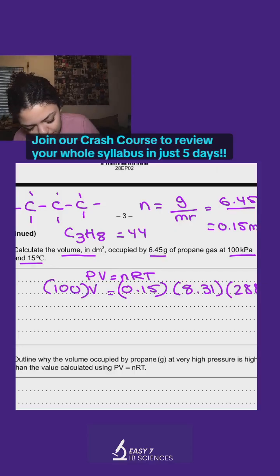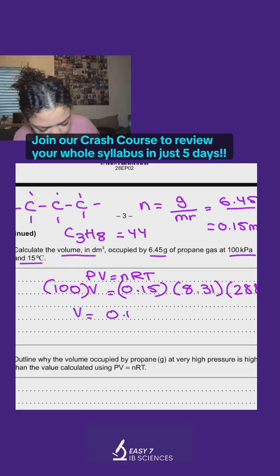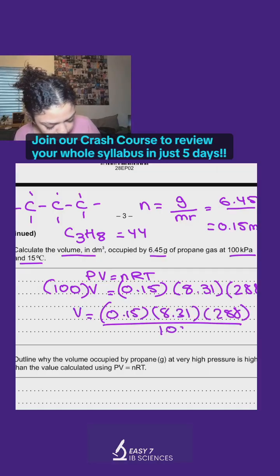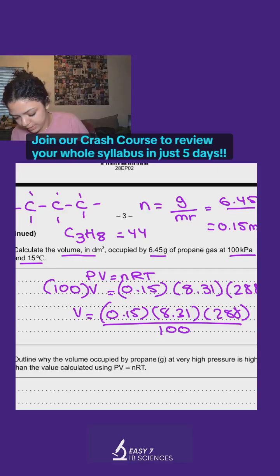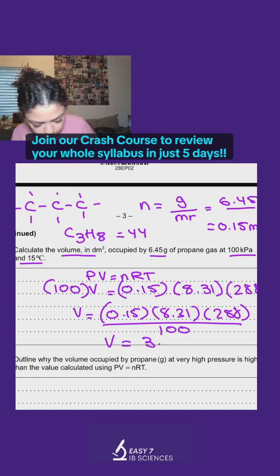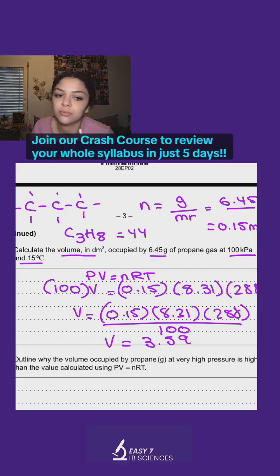Exactly, you can leave it at kilopascals. So your volume is 0.15 times 8.31 times 288 divided by 100, sorry. So let's go ahead and do that on my calculator. Sorry guys, I'm using my phone calculator, so if anyone can do it a bit faster than me, let me know in the comments, that would be very helpful. Okay, and the volume is 3.59. And is this going to be in meters cubed or decimeters cubed?